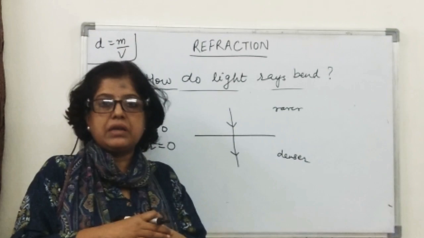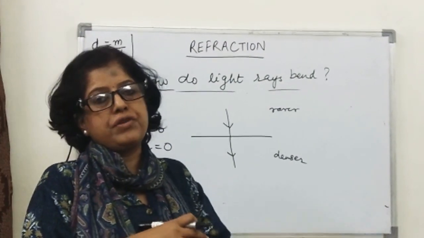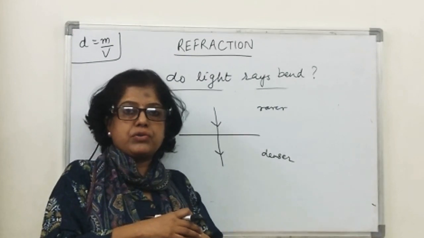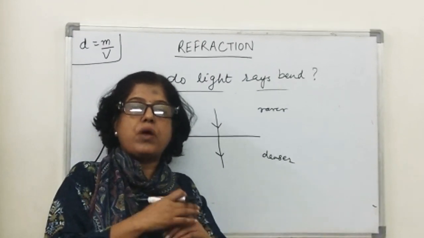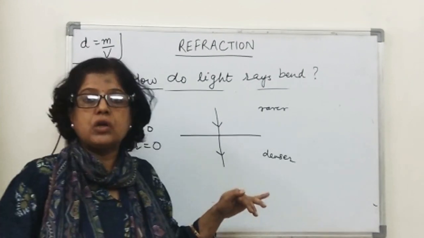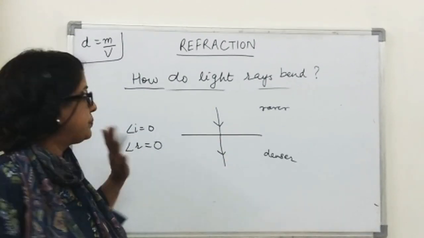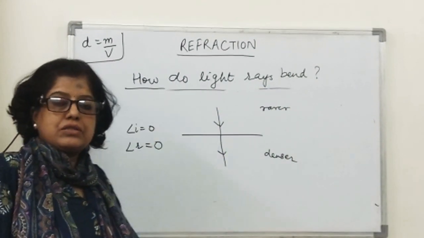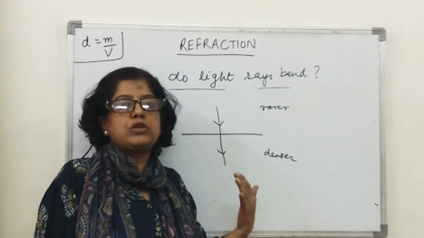So that is why in the beginning, when we wrote the definition of refraction, I wrote that it is the bending of light rays as they pass from one transparent medium to another obliquely, because if they pass along the normal, there is no bending. So this is how light rays bend. As they go from rarer to denser, they bend towards the normal.